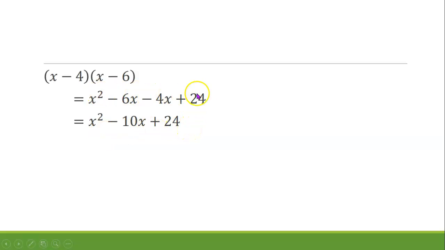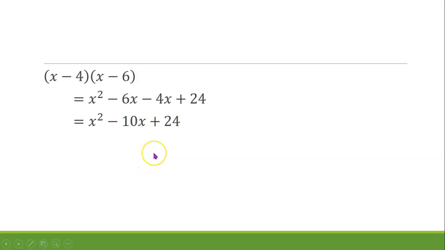Again, you don't have to write out the middle step here. Hopefully, you can do it in your head. But if you have to write this out, if that helps you keep track of everything, that's fine. But this is our final answer, as simplified as it's going to get. x squared minus 10x plus 24.